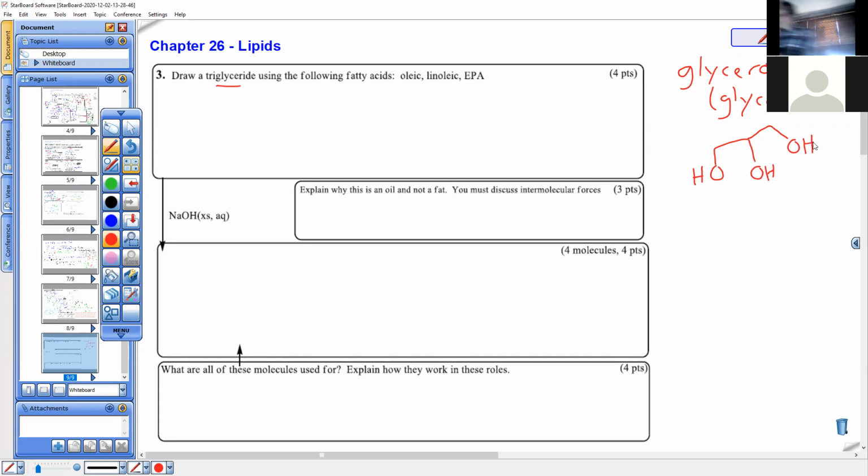And that there is glycerol. That is the backbone of both triglycerides and phosphodiesters. We'll do those next time. So glycerol, its IUPAC name would be 1,2,3-propanetriol.